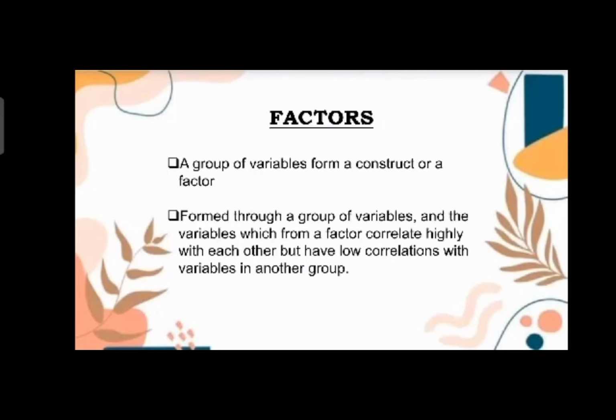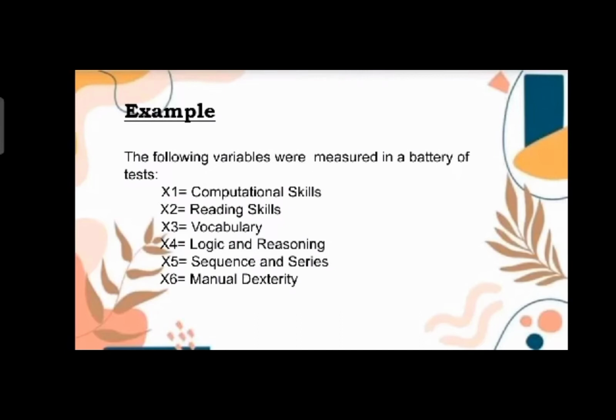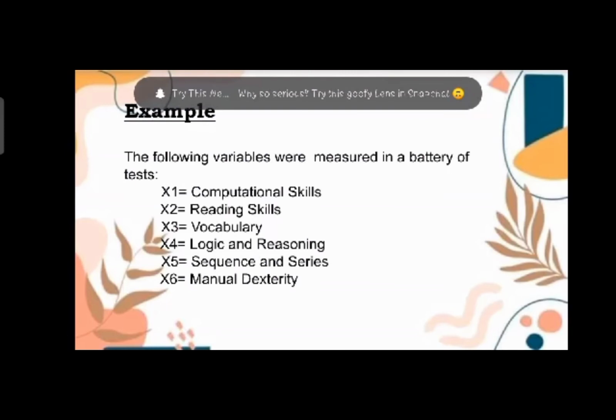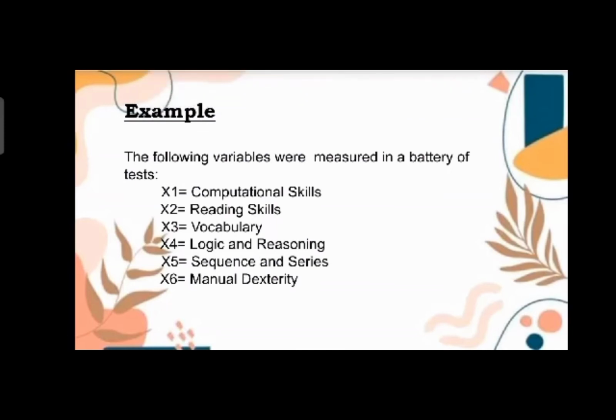So the third is factors. A group of variables forms a construct or a factor. The variables which form a factor correlate highly with each other but have low correlations with variables in another group. So example, the following variables were measured in a battery of tests. X1 equals computational skills, X2 equals reading skills, X3 equals vocabulary, X4 equals logic and reasoning, X5 equals sequence and series, X6 is the manual dexterity.